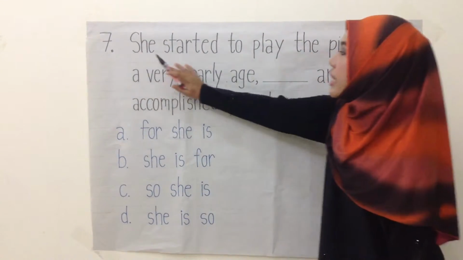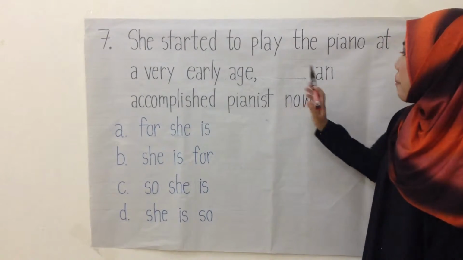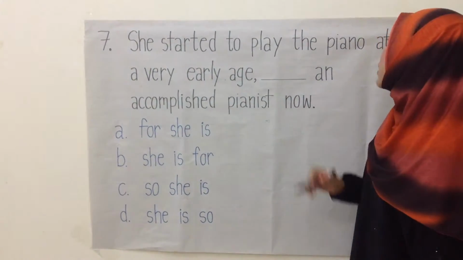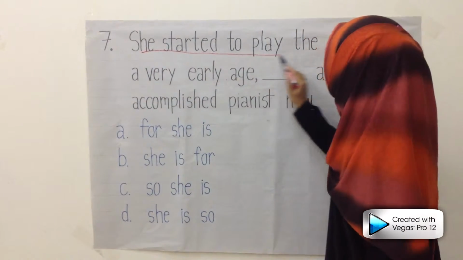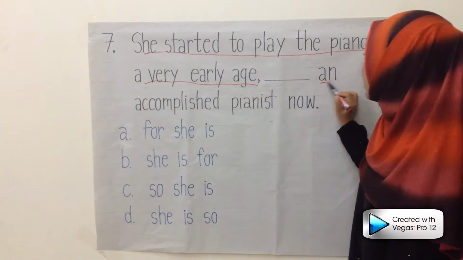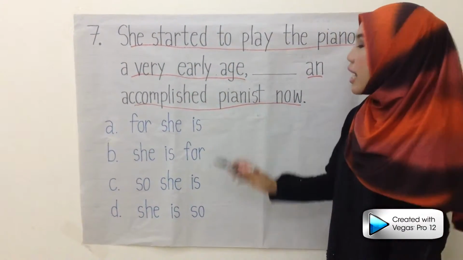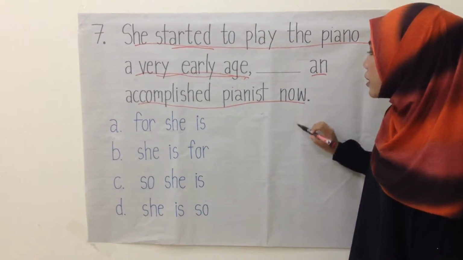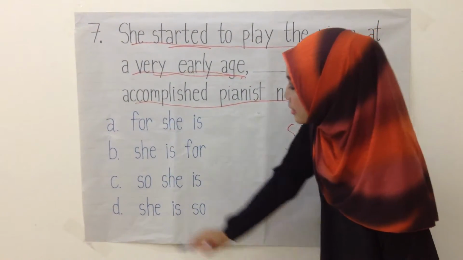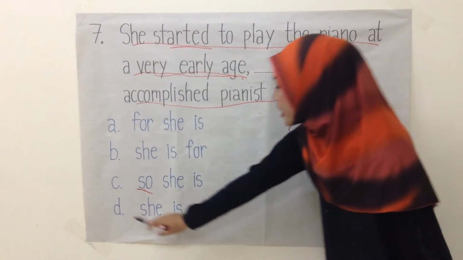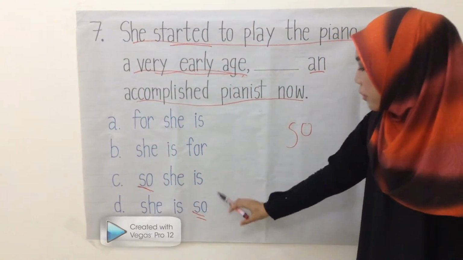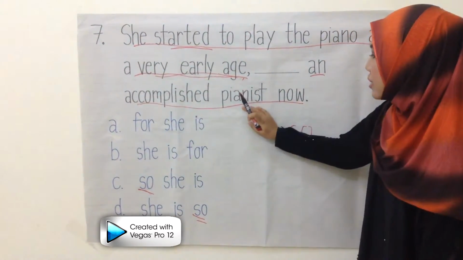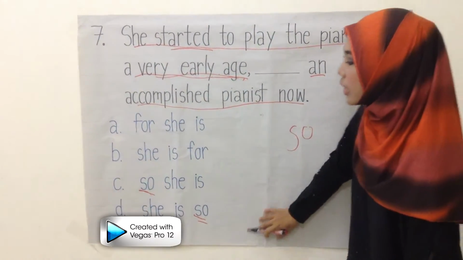Question number 7. She started to play the piano at a very early age, blank, an accomplished pianist now. You can see this sentence is an adverb clause of result because this clause happened first and this clause is the result of starting at a very early age. For adverb clause of result, we use the conjunction so, and there is so here and here. For D, so is an adverb modifying an adjective. You cannot put D because an accomplished pianist is a noun phrase, not an adjective. So the answer is C.